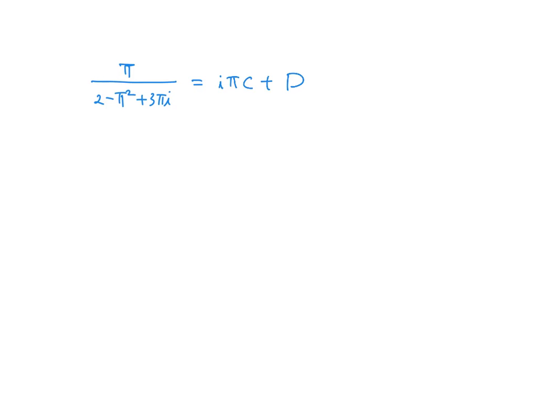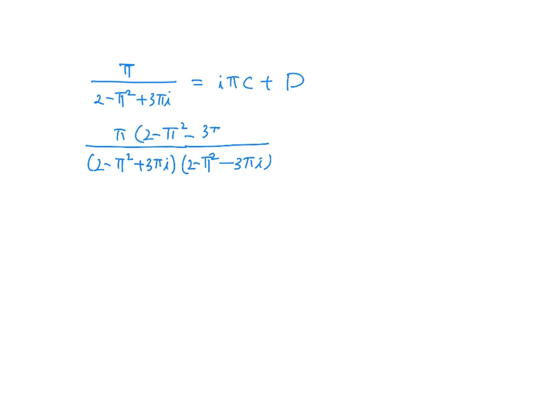So maybe you can put it this way. 2 minus pi squared plus 3 pi i, times 2 minus pi squared minus 3 pi i, is equal to (2 minus pi squared) squared plus 9 pi squared. And pi times 2 minus pi squared minus 3 pi squared i.